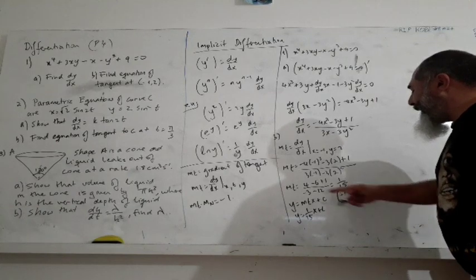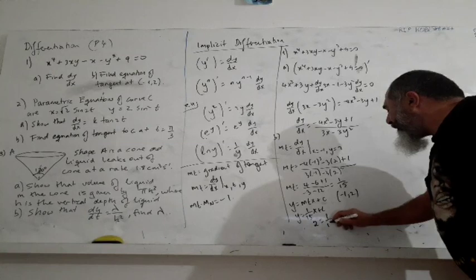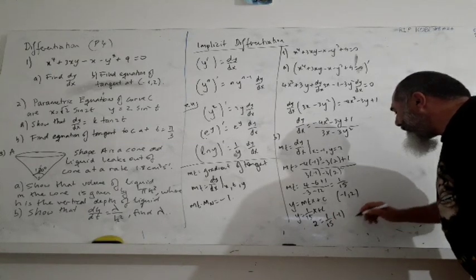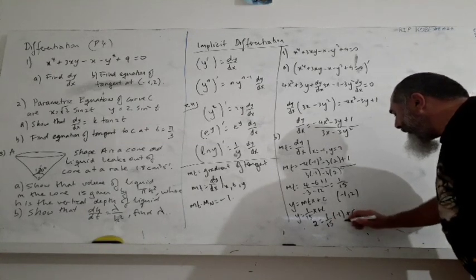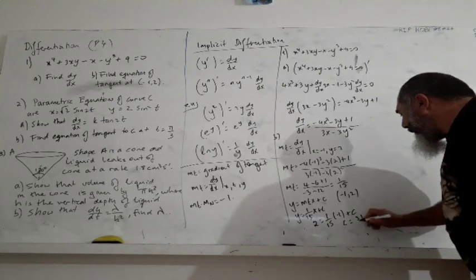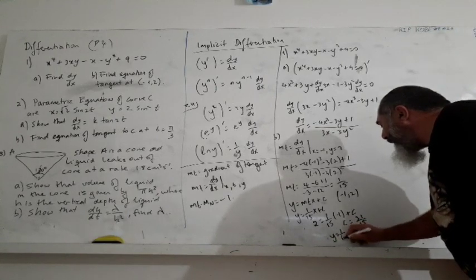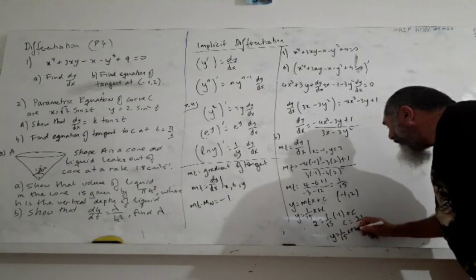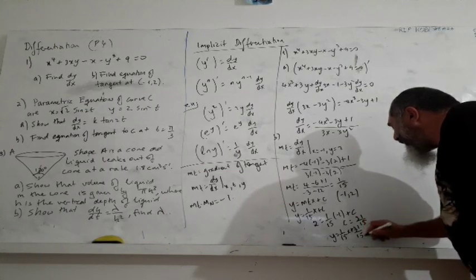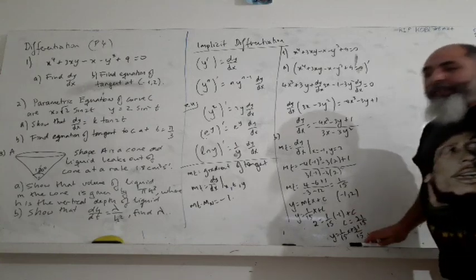2 is equal to 1 over 15 times minus 1 plus c. c is equal to 31 over 15. So y is equal to 1 over 15 x plus 31 over 15. And this is the solution of example 1.